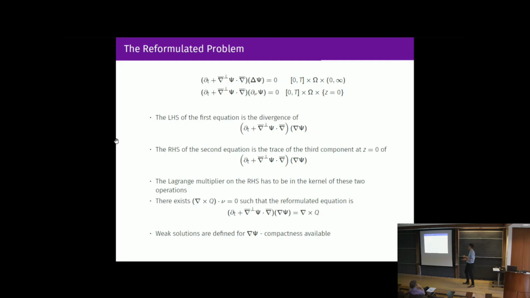And I define then my weak solutions at the level of the gradient, and I have the compactness that I need to pass to the limit in this nonlinear term. And notice that I don't claim that I have strong convergence at z equals 0 because I probably don't. But I don't need that in order to build my weak solutions.